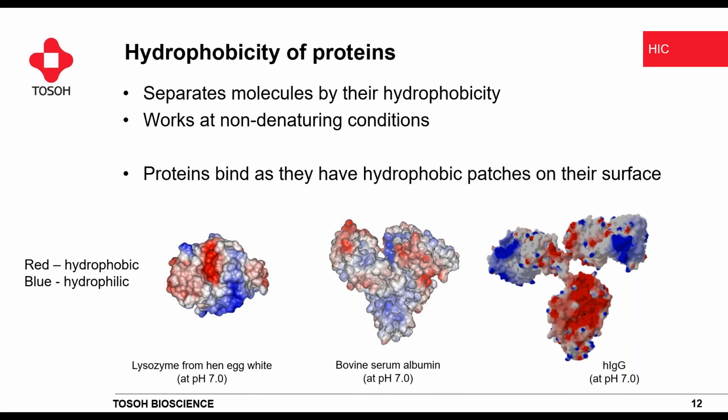You see already here on the picture, the red parts are the hydrophobic regions of proteins. So you see that there are different amounts of hydrophobic patches on the surface of proteins. For example, an antibody has, depending on the region, on the Fc part, a very high amount of hydrophobic patches.